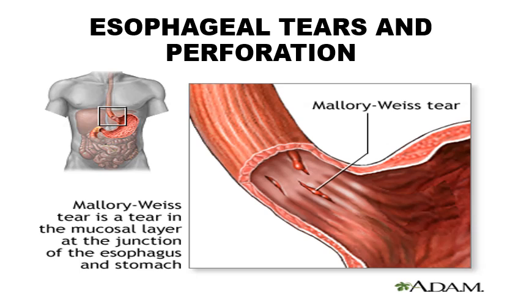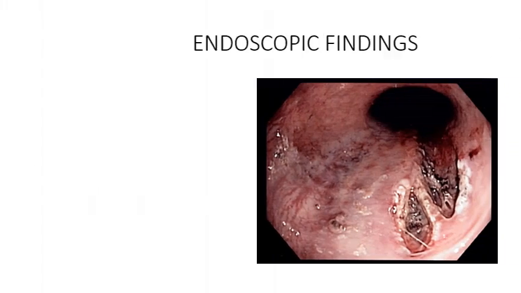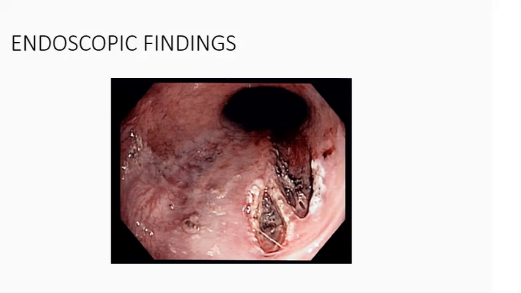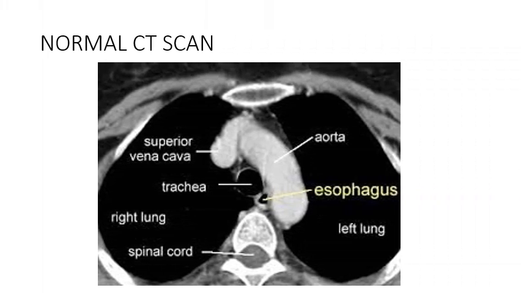Sometimes when they don't, it may be necessary to inject the tear with epinephrine to cause vasoconstriction, or you may need to cauterize those tears. This is how a Mallory-Weiss tear looks endoscopically. You can see it's not all the way through, it's just a superficial tear. What happens in esophageal perforation?